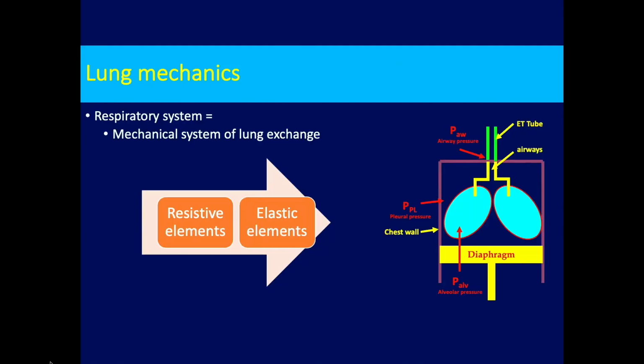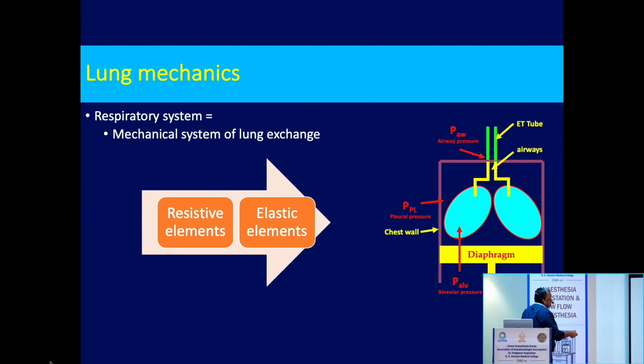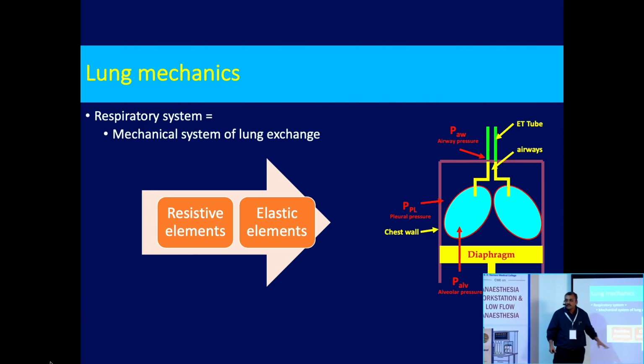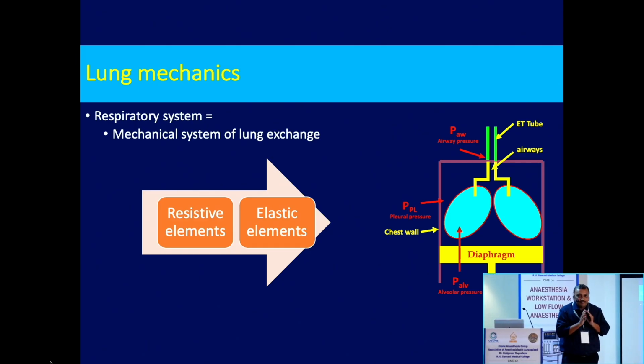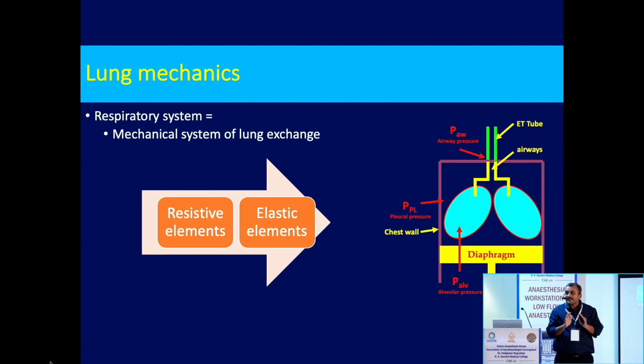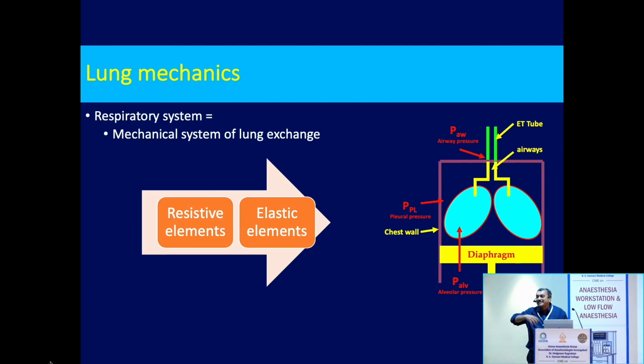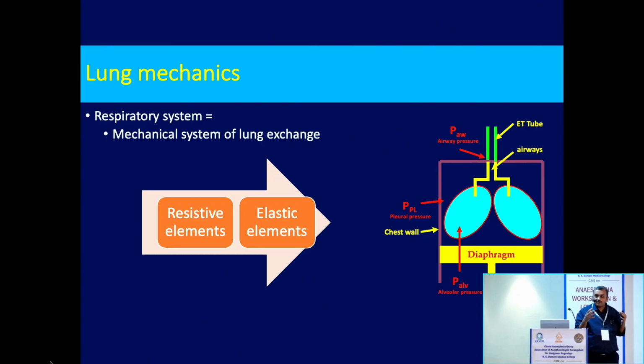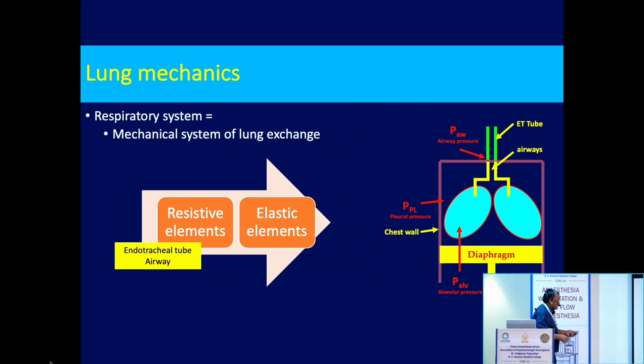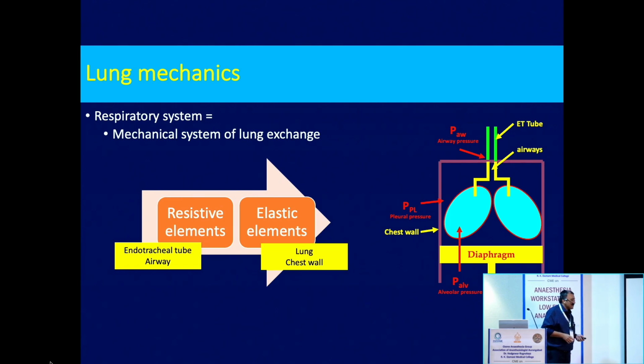Let's talk a little bit about lung mechanics. So the respiratory system, when we talk, is a mechanical system of gas exchange. There are two elements in this. If I'm giving mechanical power, I need to overcome two important things. One is the initial resistive element, and the second part is the elastic component. The resistive element is predominantly your conducting system, that is your resistive element, and the elastic system is basically your alveoli and the things which have a tendency for expansion and to recollapse. This is very important for all of us to understand.